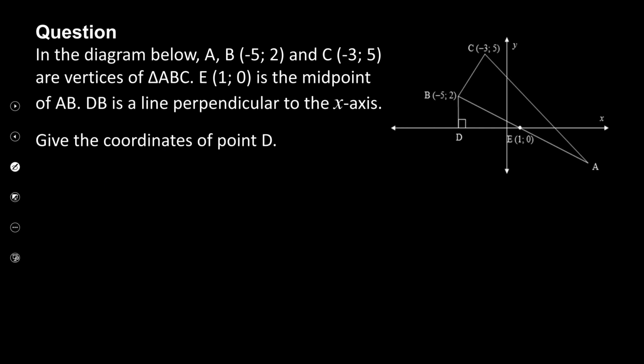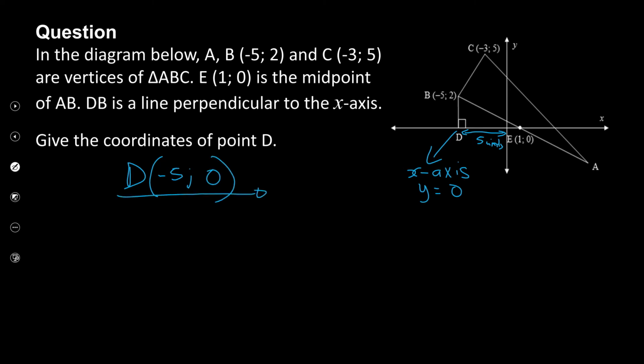And then give the coordinates of point D, right? As soon as they ask us to give the coordinates, it means we already know what the coordinates are. Remember, I told you that this distance will be 5 units. And if that is 5 units, it means that the x-coordinate of D will be -5. And then, because this is on the x-axis, it means that y is equal to 0. So this will be -5 and 0.